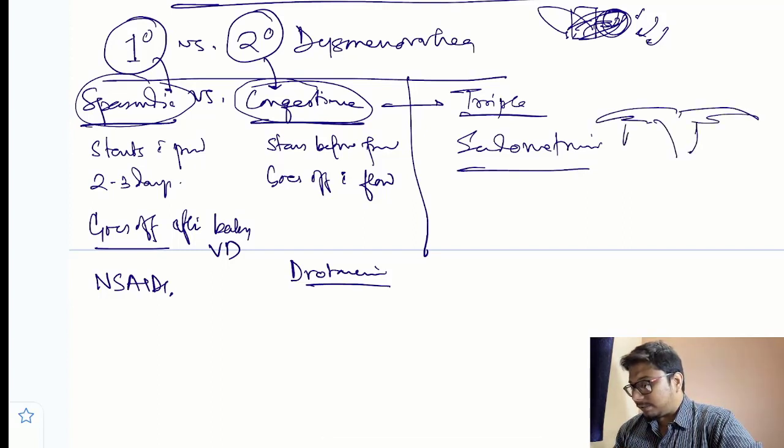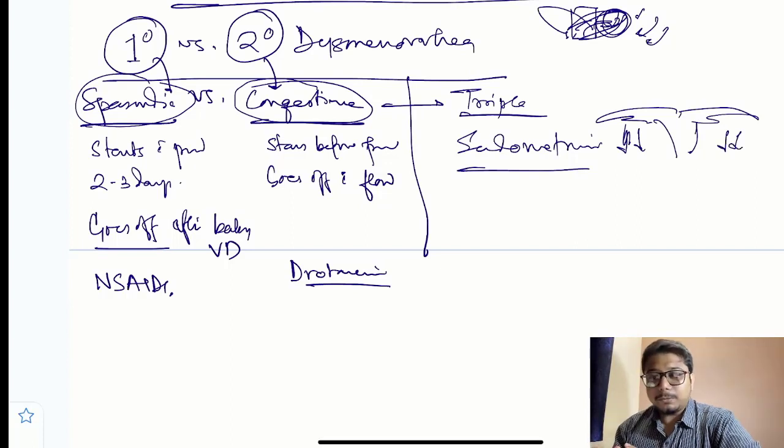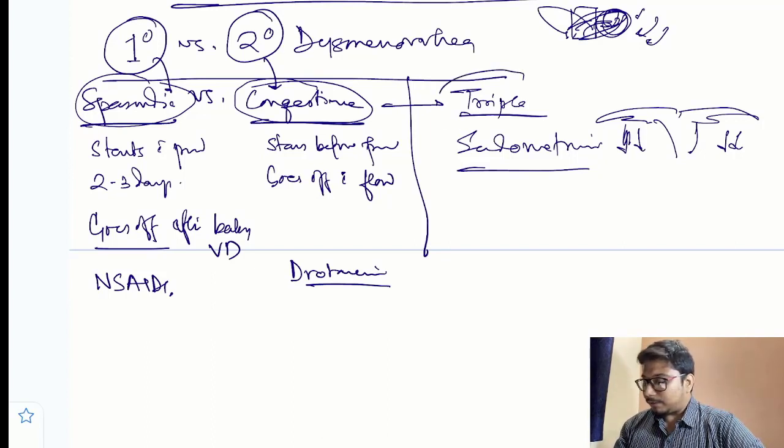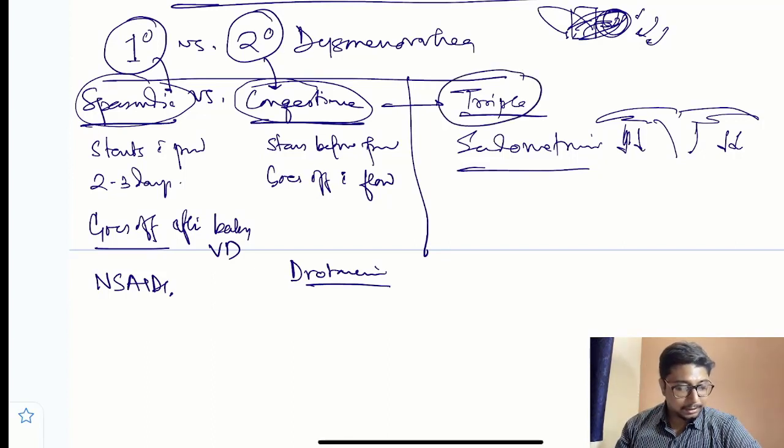the retrograde menstruation that has happened within the pelvis, the blood that has gone into the pelvis, will irritate the peritoneum till it gets completely absorbed and forms fibrosis. So the pain will trail even after the period is over. It will be coming before the period comes basically, and after that, when the period happens, it will be painful, and even once the period is over, it will still be painful, right? So this is the worst kind of dysmenorrhea, and that is triple dysmenorrhea.